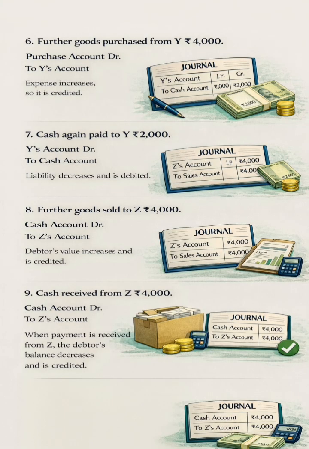Further goods purchased from Y, 4,000 rupees. Purchase account debit, to Y's account. Expense increases and is debited. Liability increases and is credited.